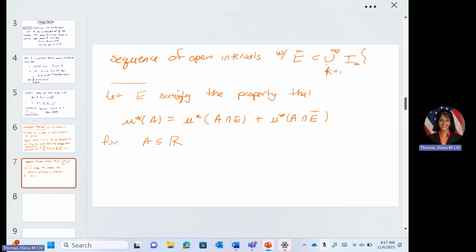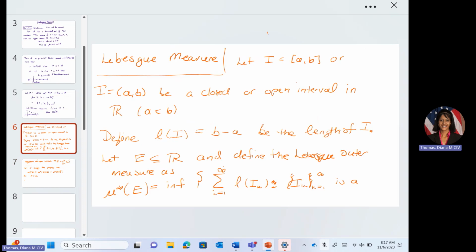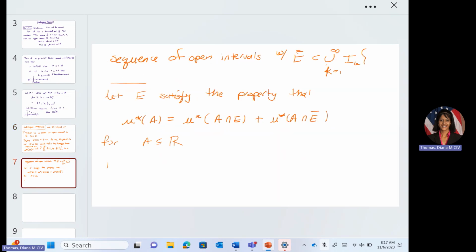Suppose I take every single set in the real line and it has this property for the outer measure. What's the symbol above the U? It's a star. So I should have had it on the other one too. Do I not have it? Yeah, it's there. It's just to distinguish it from the actual Lebesgue measure.